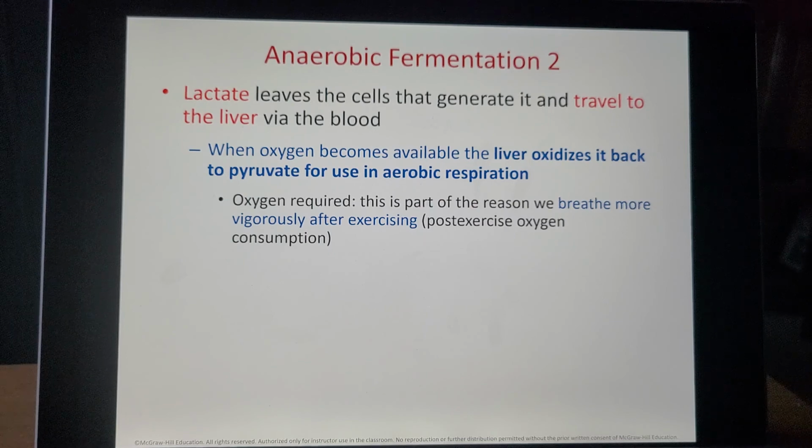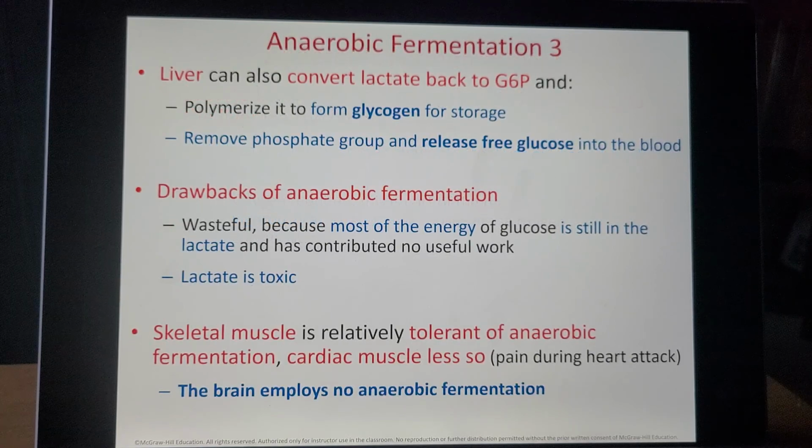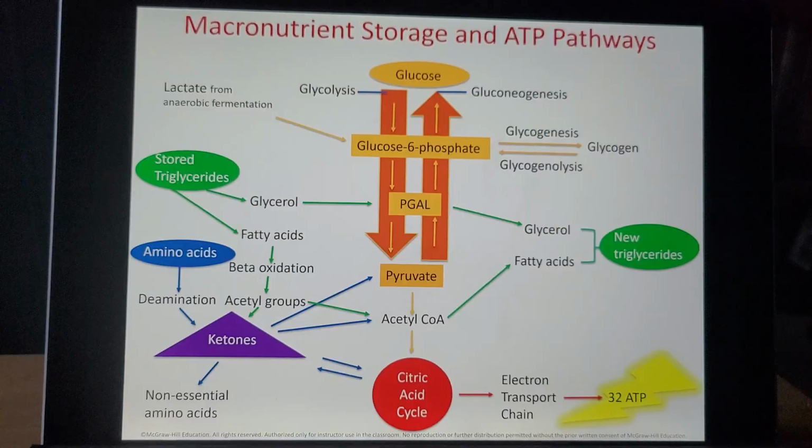So that lactate still holds a lot of that energy. That lactate can then go to the liver. The liver oxidizes it back to pyruvate so that when you get enough oxygen, you can finally go through aerobic respiration and really extract energy from that molecule. Another function the liver can do is take that lactate and convert it into glucose 6-phosphate, and then use that glucose 6-phosphate for glycogen for storage and release the glucose when necessary.